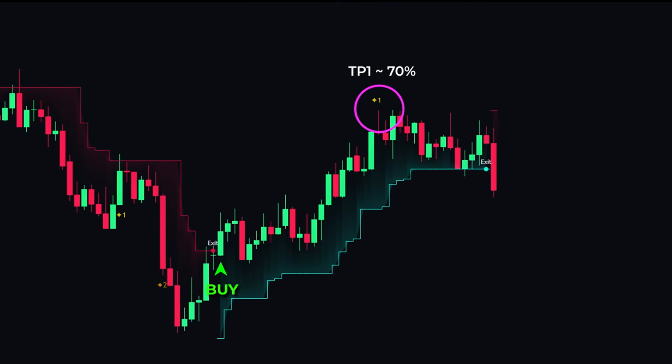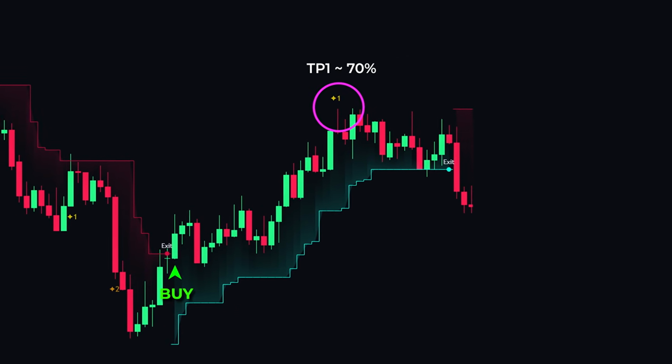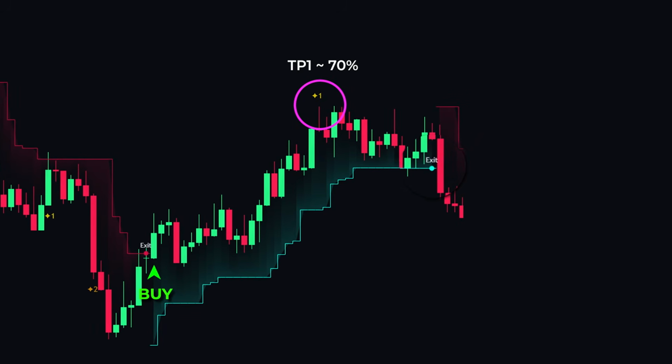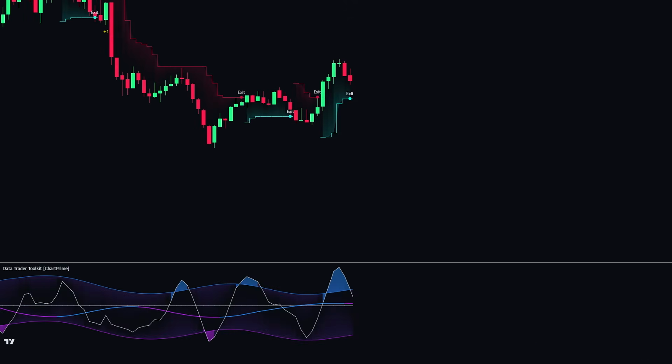Next, the market starts losing a bit of momentum, and the trailing stop indicator turns red, signaling that we should fully exit the remaining position. As you can see, the indicator was spot on, as the market began heading downwards immediately after. For shorts, it's the exact opposite.